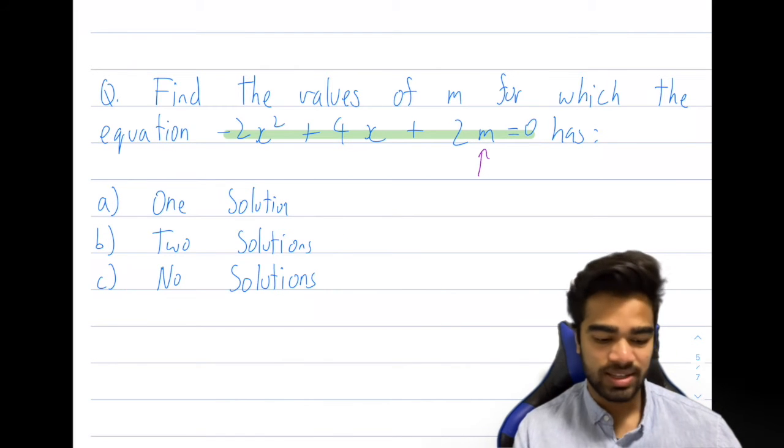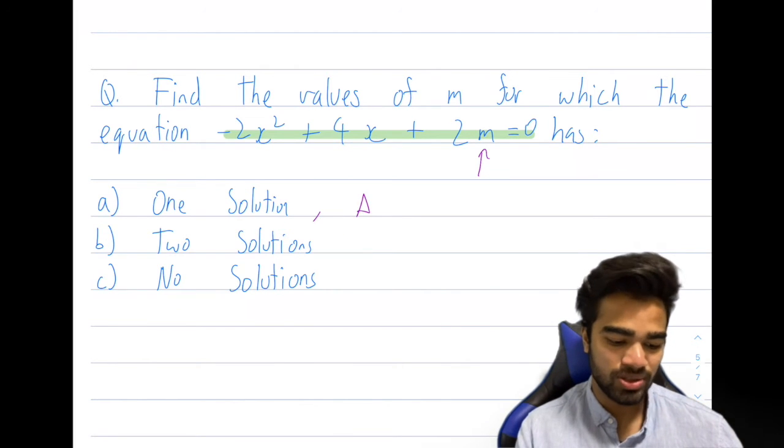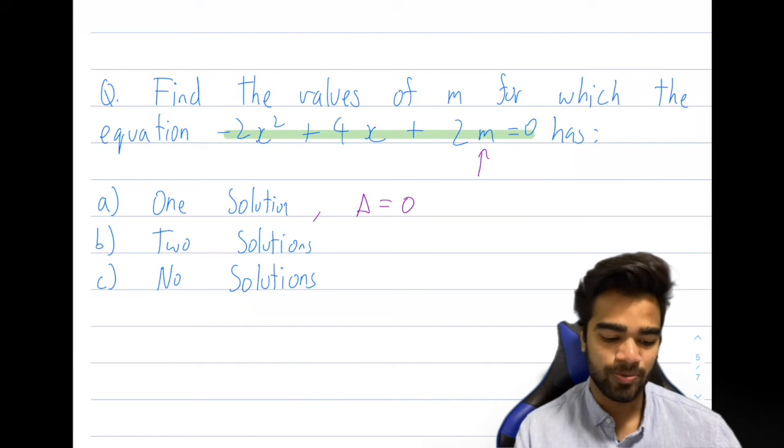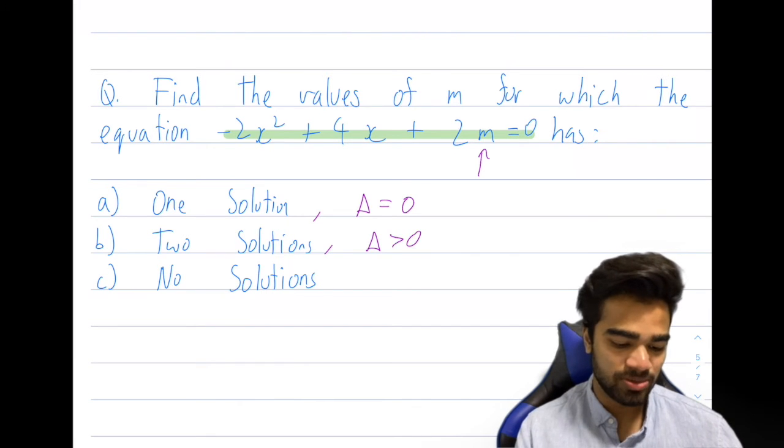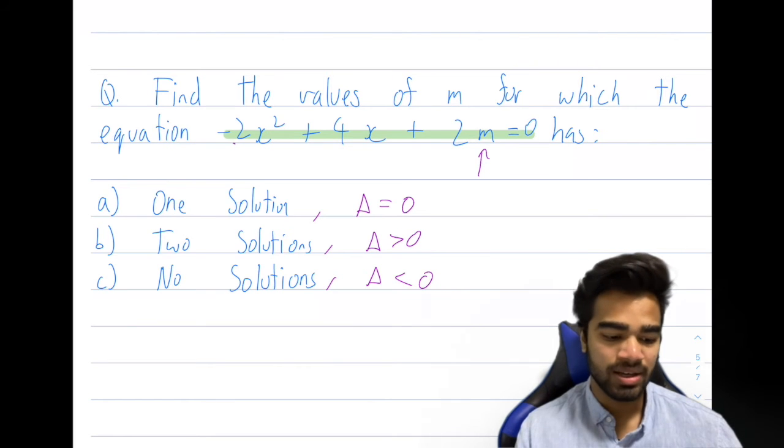So firstly, it's simple. What's the rule for one solution? We know that discriminant has to be 0. The rule for two solutions, discriminant bigger than 0. And no solutions, discriminant less than 0. Okay, so step 1 is find the discriminant of that equation.